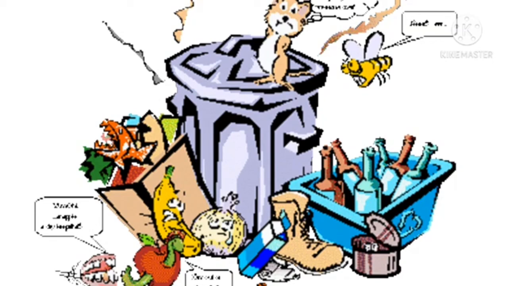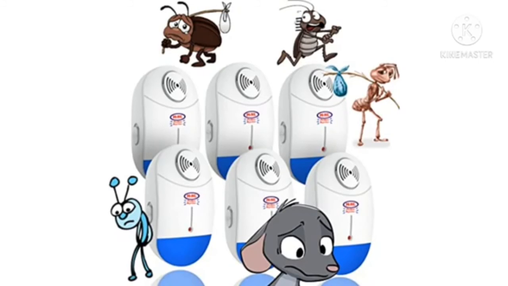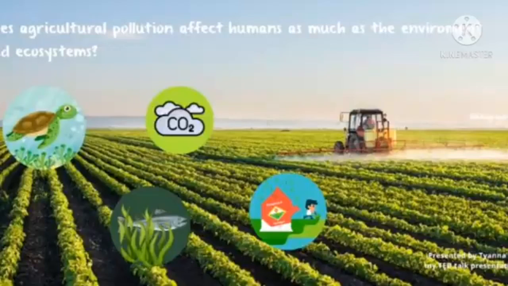The garbage decays and becomes a breeding place for rats, mosquitoes, flies, and other disease carriers. It also becomes a source of unpleasant odor and dangerous chemicals which dissolve into soil and make it unfit for agriculture. They also pollute the underground water sources.